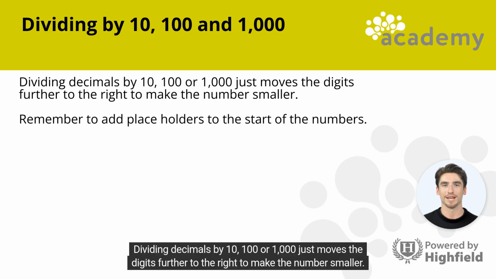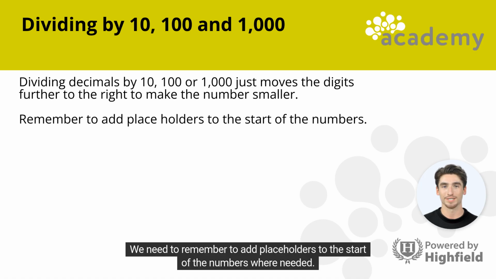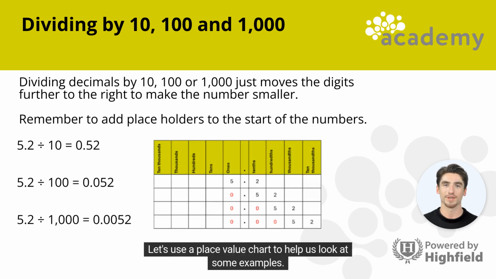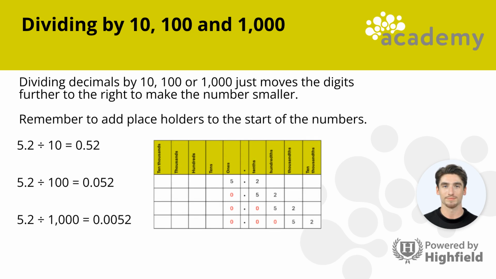Dividing decimals by 10, 100, or 1000 just moves the digits further to the right to make the number smaller. We need to remember to add placeholders to the start of the numbers where needed. Let's use a place value chart to help us look at some examples.